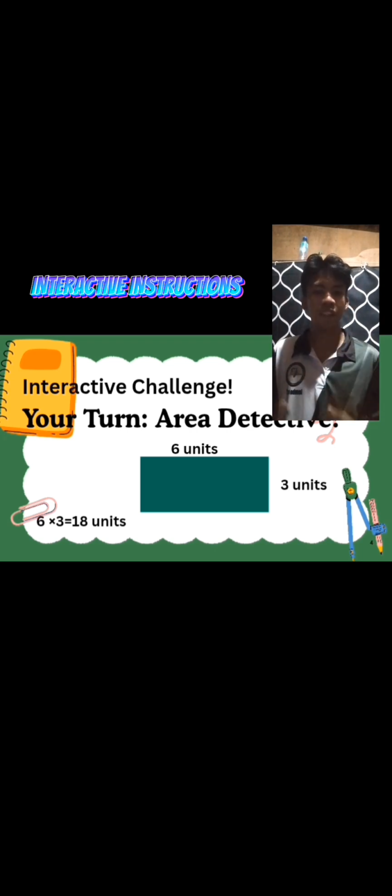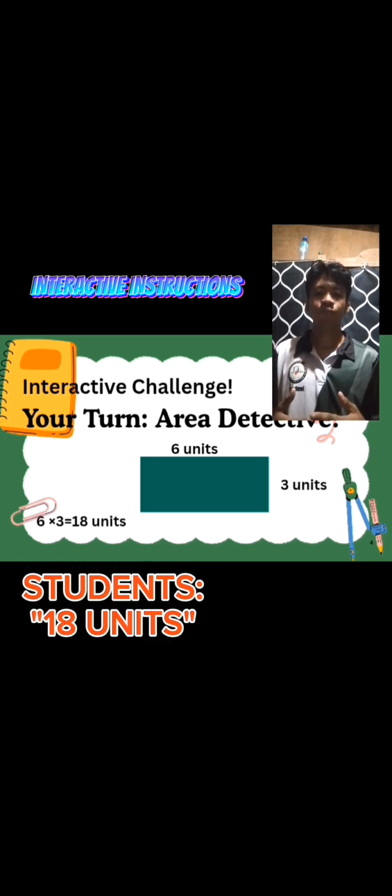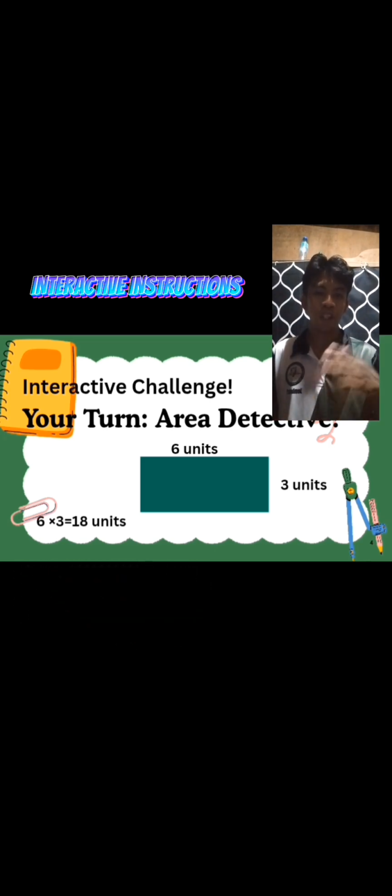Okay, let's try this. For our rectangle here, the length is 6 units and the width is 3 units. We multiply 6 units times 3 units. What is the answer? Perfect. And because we are measuring how many squares are inside, your unit is square units. So the area of this rectangle is 18 square units. Remember, the square part is super important because it tells us we're talking about two dimensions.